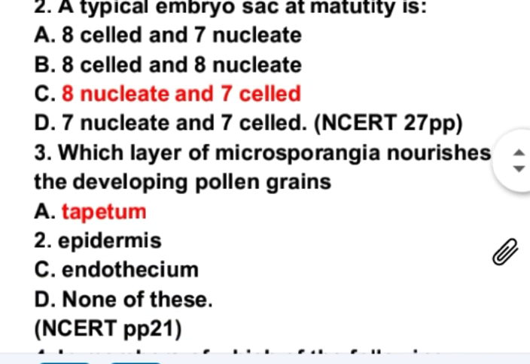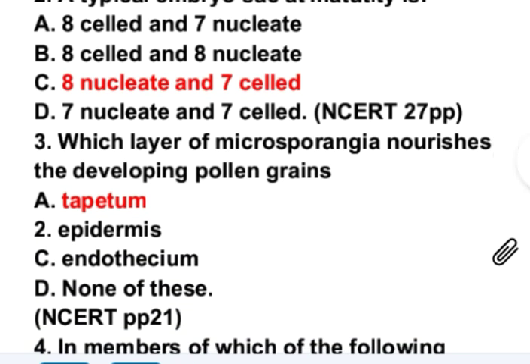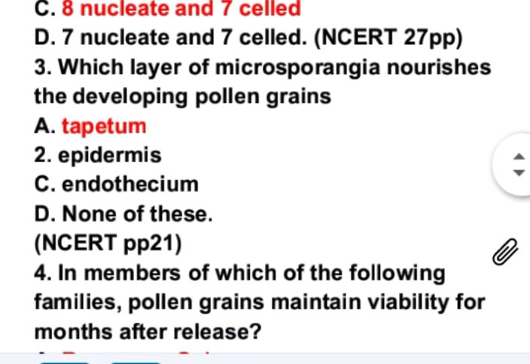Now the next question is, which layer of microsporangia nourishes the developing pollen grains? See, the developing pollen grains are nourished by the tapetum layer of the microsporangia. So the correct answer is A, tapetum.